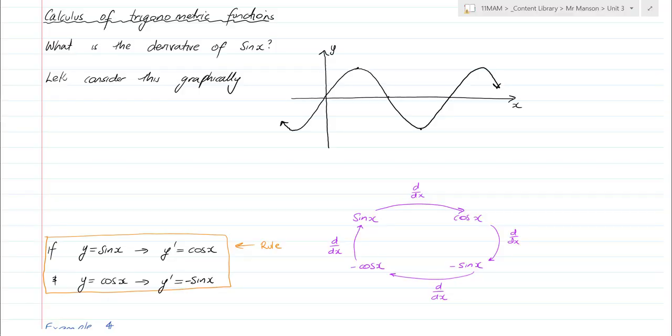Okay, so we're going to talk about the calculus of trig functions, and I'm going to start with this graph. You could do the calculus of any function this way. This is just going to be an analysis, but this is how this idea started. So remember, when we are talking about calculus, we're talking about differentiation. We are talking about finding instantaneous rates of change. We are talking about finding the gradient. That's the main thing here.